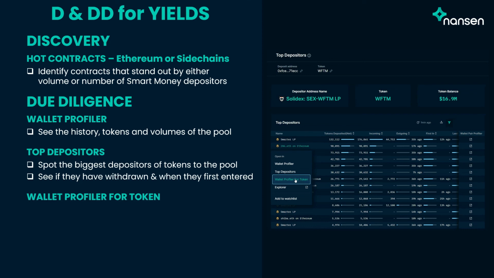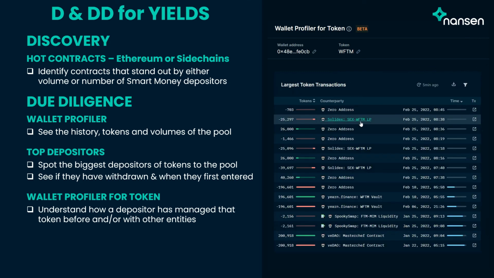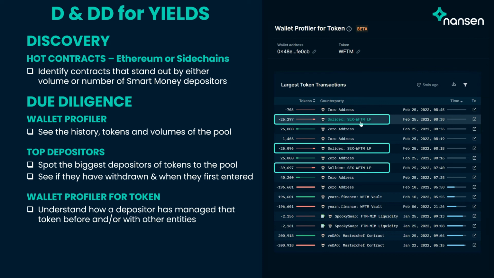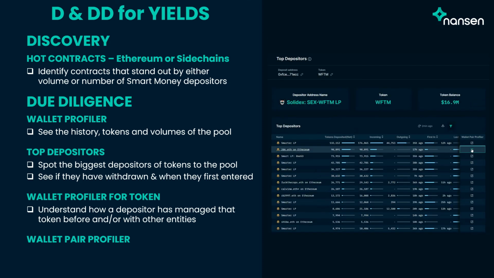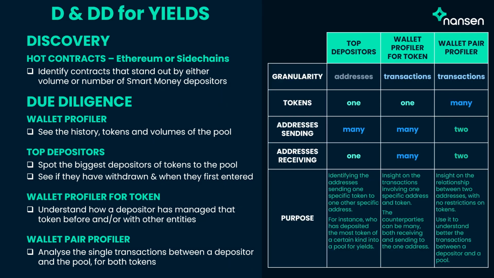Wallet profiler for token will show the history of that address and the token, graphically and with a detailed table. See how the flows in or out of the pool sit in the history of that address. From top depositors, you can also open wallet pair profiler. This is an ideal dashboard to see the history between the pool's address and that of the depositor, regardless of the token. Essentially, perform due diligence with Wallet Profiler for token and Wallet Pair Profiler on as many depositors as you want, and for both tokens belonging to the pool.